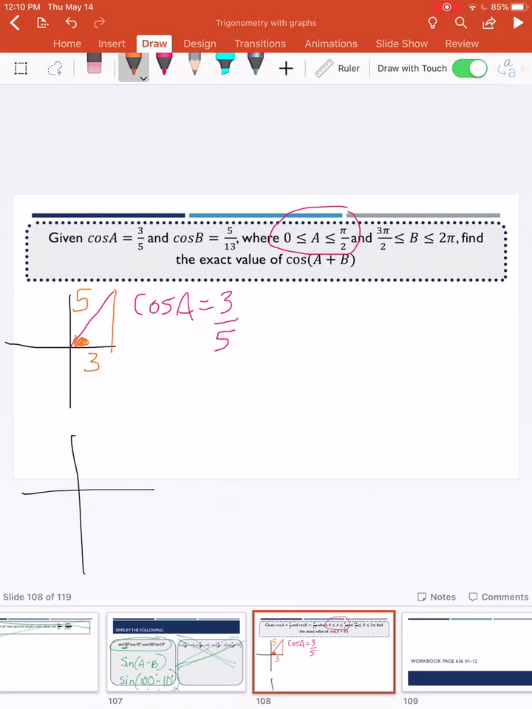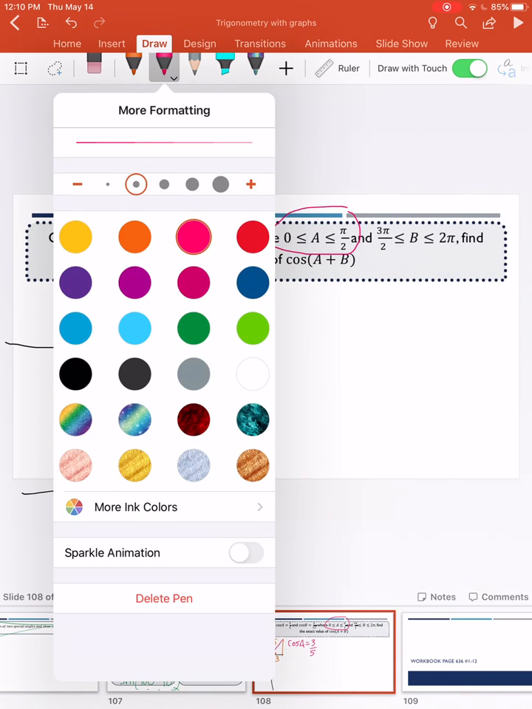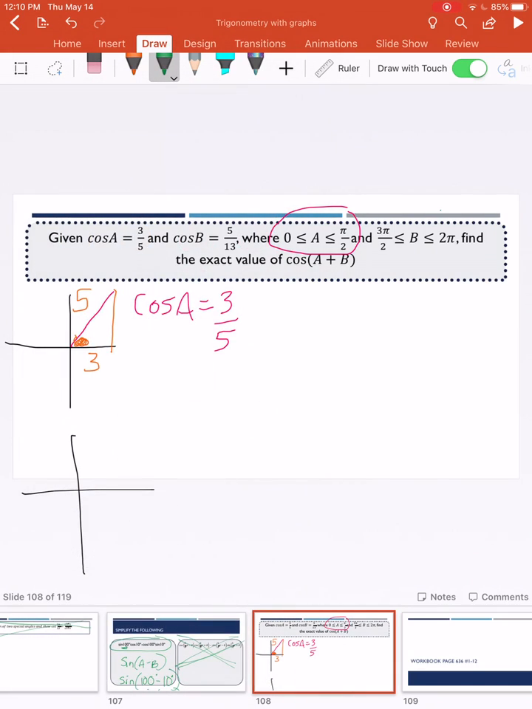All right, now let's draw angle B. Angle B, and let's use a different color, like green. Angle B is between 3 pi over 2 and 2 pi. So that means angle B has to be in quadrant 4. So it has to be down here. Okay, and then we can write what we know for angle B. So we know angle B, cos B equals 5 over 13. So adjacent over hypotenuse.